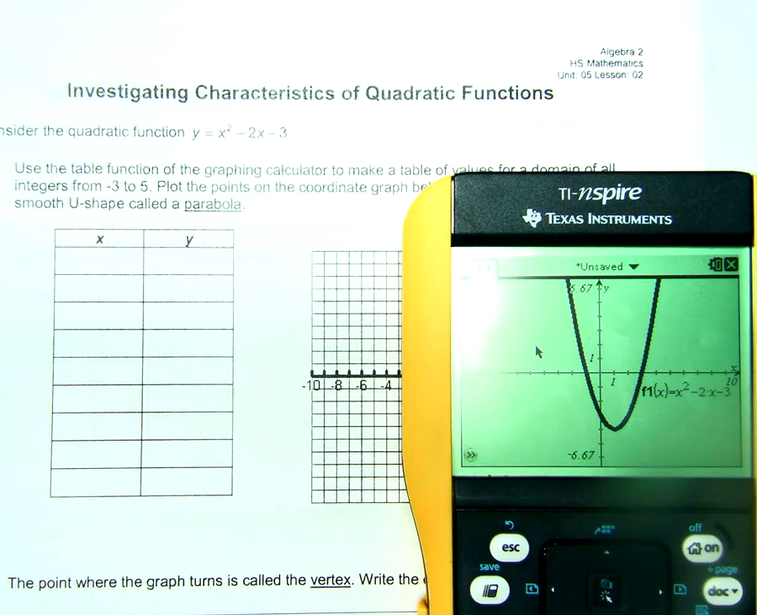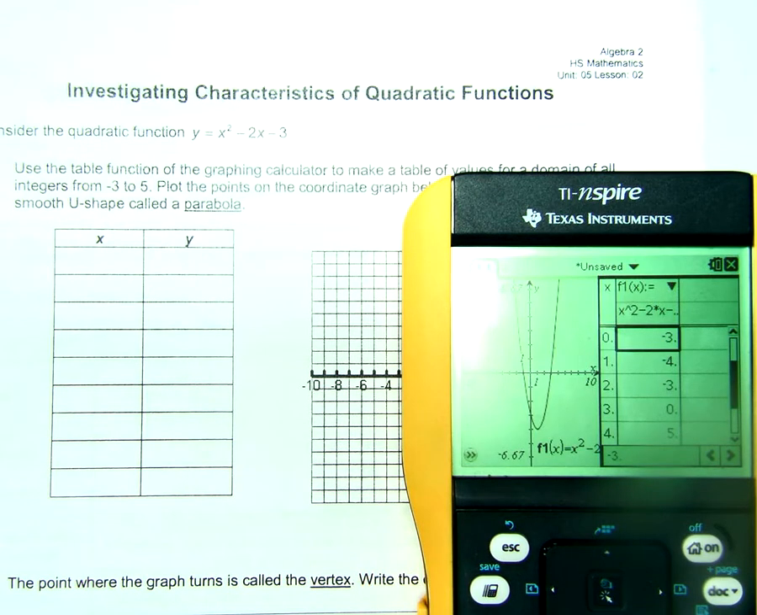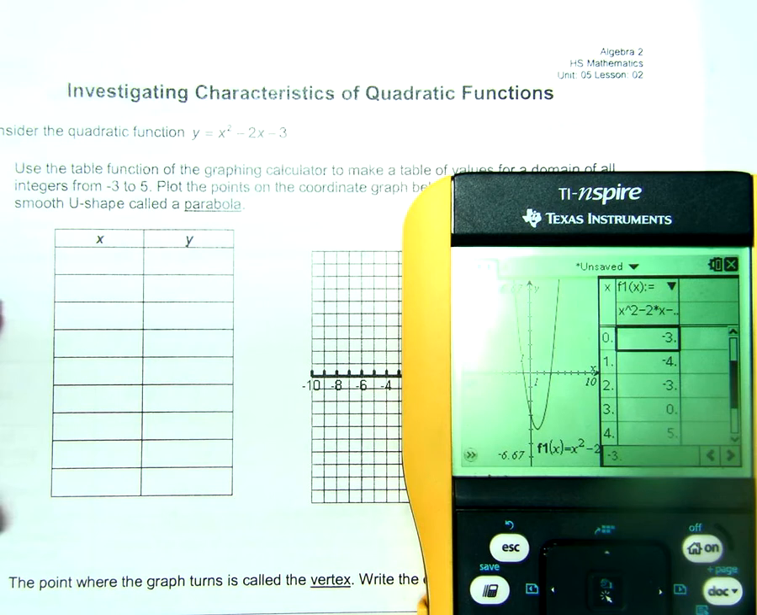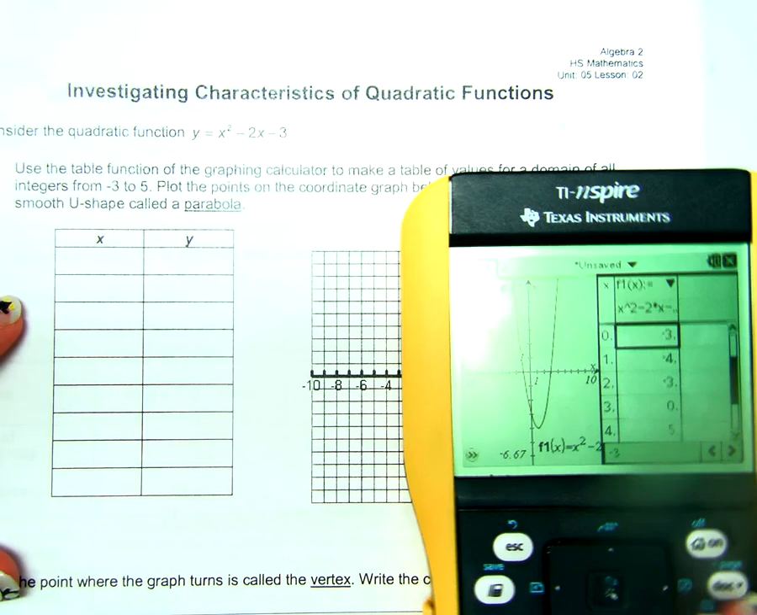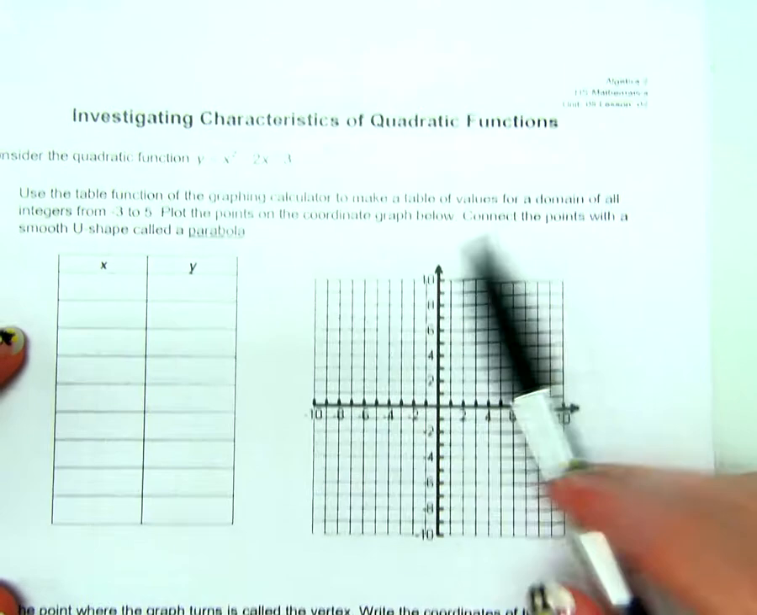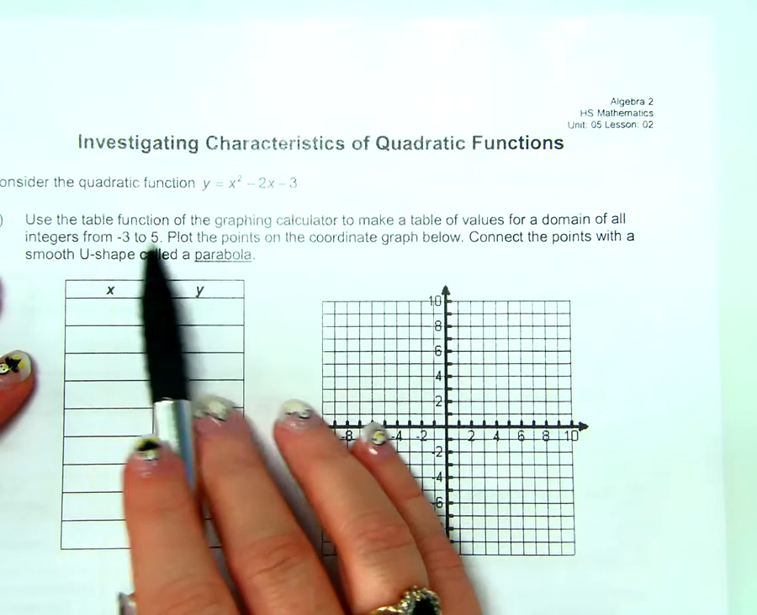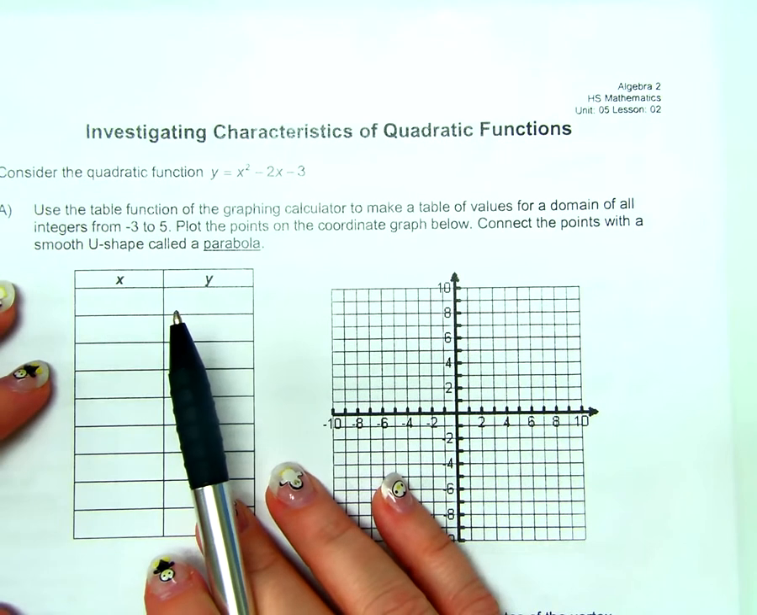But I need the table. How do I go to my table? Control T. Okay, excellent. Is there another way to get to your table, by the way? Menu, and so on. We know the shortcut, though, right? Okay. So here's our table. What do I record over here? It tells me in my instructions. Make a table of values for a domain of all integers from -3 to 5. What does that mean?